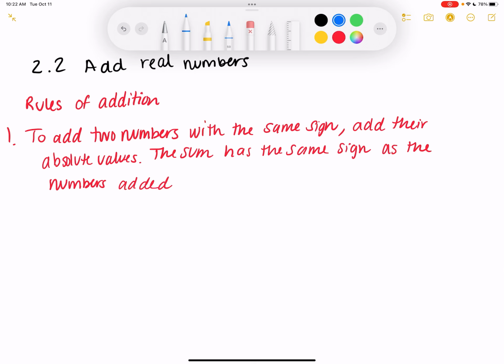So what are we talking about here? An example of this would be if we had 6 plus 12. Those have the same sign, they're both positive, so we would just add the two numbers together, and because both numbers were positive, it's going to be positive. So 6 plus 12 is going to be 18.